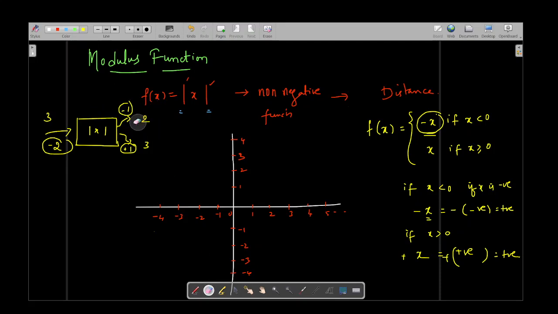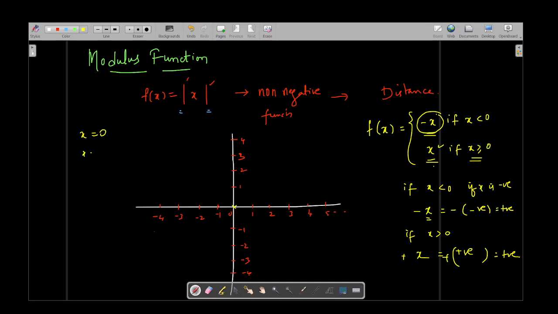So let's see what happens if I take some values. Say I take x equal to 0. I have to consider this function, because for x greater than or equal to 0, this is the function I have to choose. So the output is 0. If x is equal to 1, again I have to take this: x as the output, which is 1. If x is equal to 2, again it is 2. If x is 3, it is 3. It goes on like this up to infinity. So I can join these points, and this is what I get on the right side of the vertical axis.